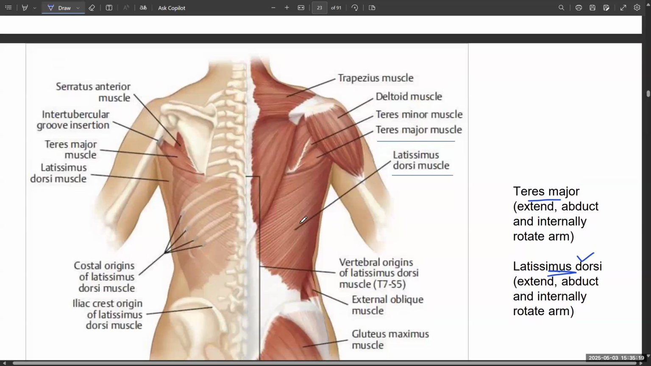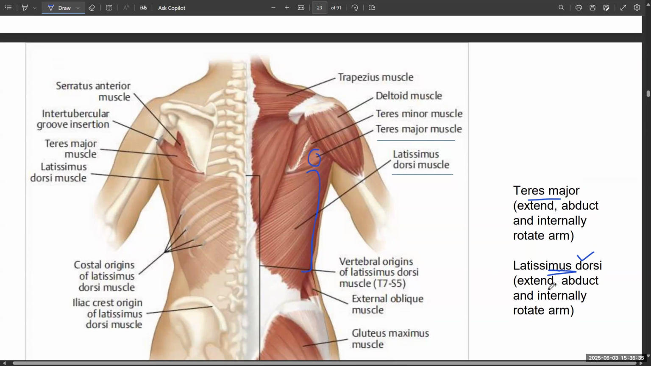Now, if you look at this diagram, latissimus dorsi is this huge muscle. Huge. It basically extends, abducts and internally rotates the arm, okay? And the teres major is this muscle right over here. Has the same functions as the latissimus dorsi, okay?